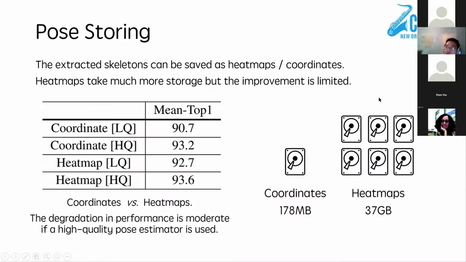We choose to save the extracted 2D poses as coordinates and restore them to pseudo heat maps in later processing. In experiments, we find that storing poses as coordinates instead of heat maps is a good trade-off. An enormous amount of computation can be saved while the degradation in performance is just moderate.